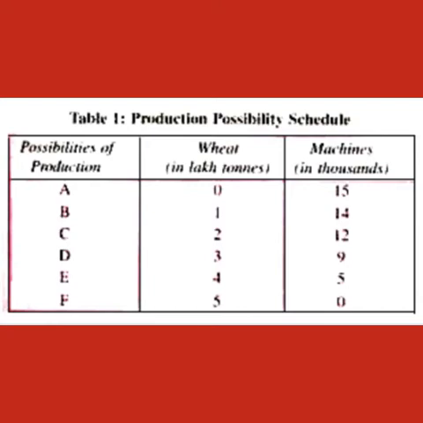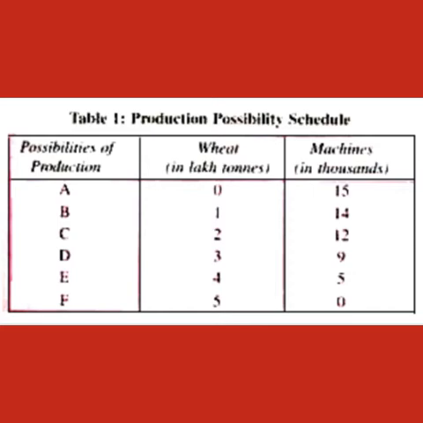And in combination B, we can see that when the machines has decreased to 14, the wheat has increased to 1. So what it means is that if we want to produce one additional unit of wheat, we have to sacrifice 1 unit of machines. Why? Because our resources are very limited in supply. We have to forego the production of 1 unit of machines to produce 1 additional unit of wheat.